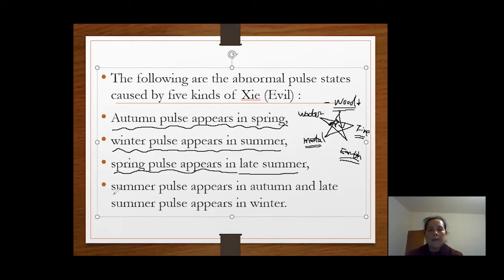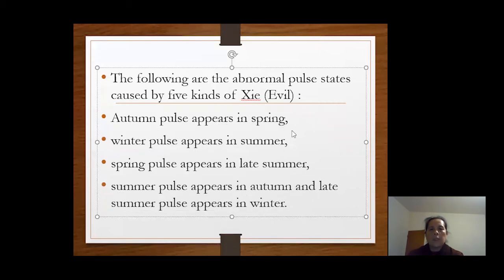Then the last one, still the same thing. The summer pulse appears in the autumn. That's still maybe overcontrol, maybe more defensive. And the late summer pulse appears in the winter. So basically the pulses here are in the control cycle. Yeah, they are in the control cycle.